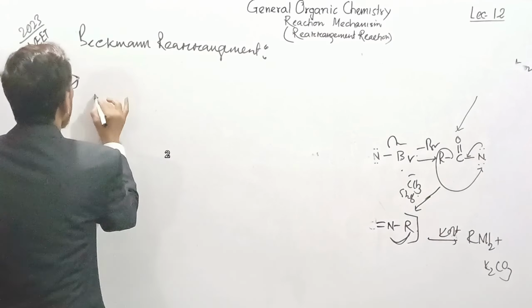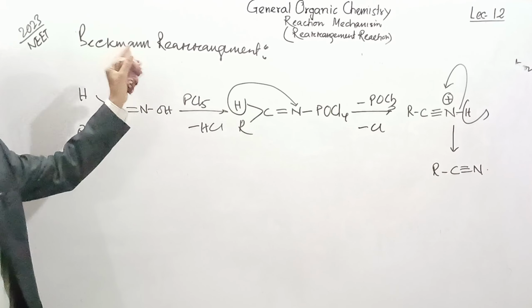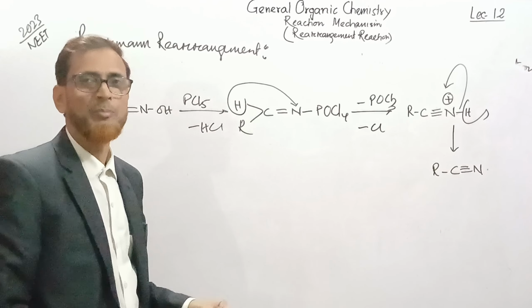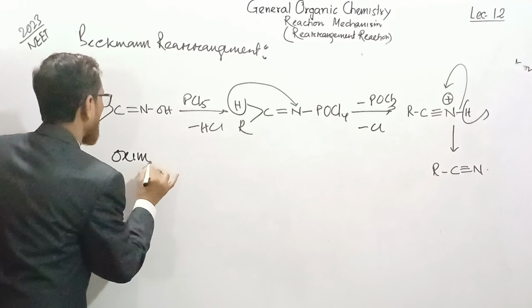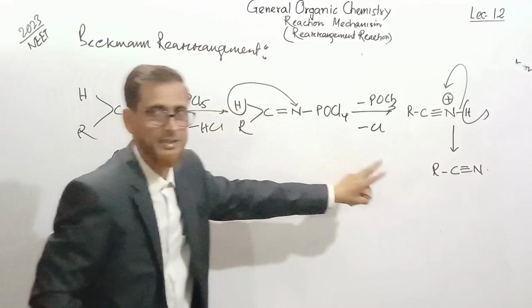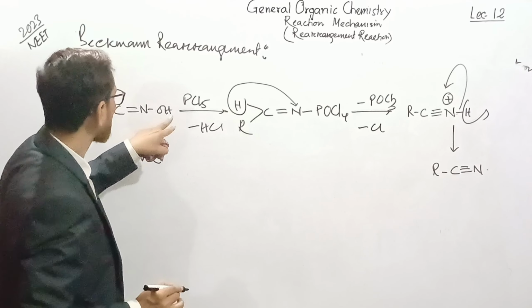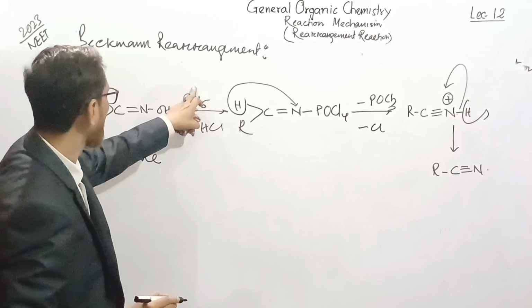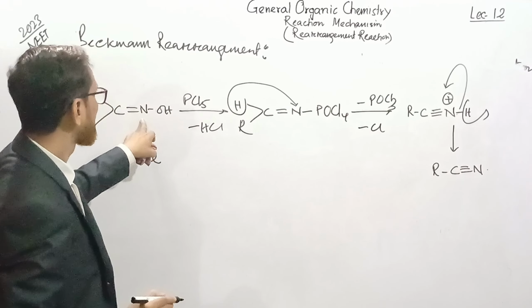Another is the Beckmann rearrangement. Beckmann rearrangement occurs in different types of reactions. Here we have taken an oxime, where the oxime with PCl5 gives a cyanide compound, RCN, a nitrile. With PCl5 there is loss of HCl, 1 H from here, and this PCl4 is attached here.